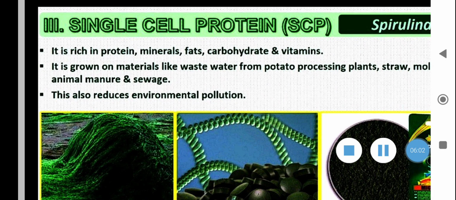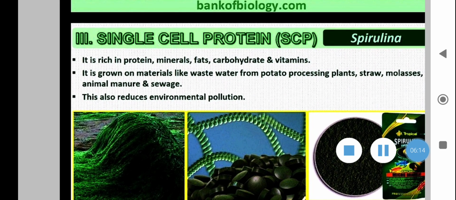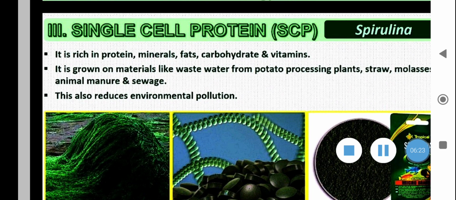Single cell protein is rich in protein, minerals, fats, carbohydrates and vitamins. It is grown on materials like wastewater from potato processing plants, straw, molasses, animal manure and sewage. This also reduces environmental pollution. Advantages of single cell protein are given on page number 252.